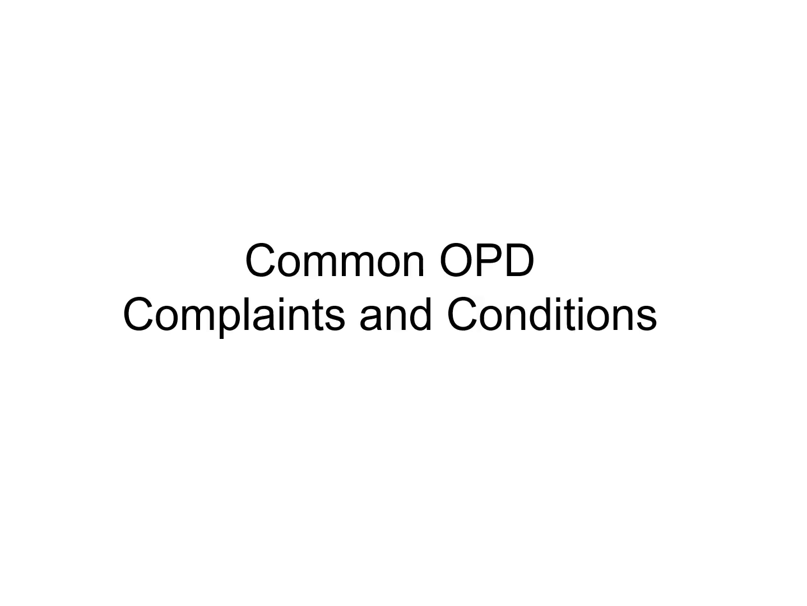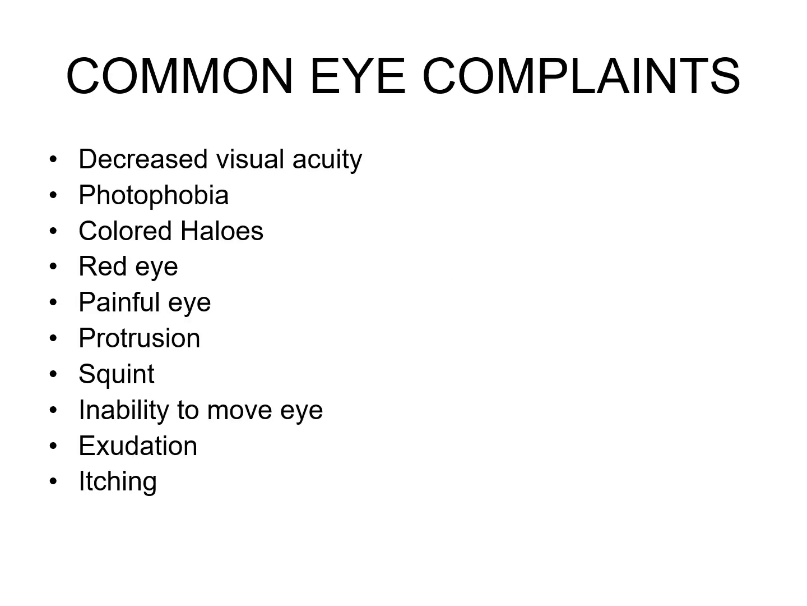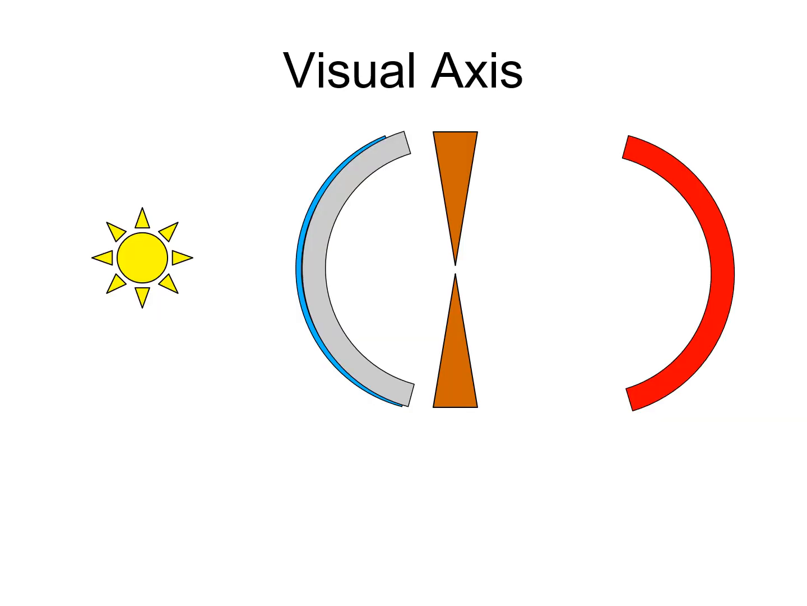The next part of our lecture is on the common OPD complaints and conditions. There are various eye complaints we see in our OPD, but the most common of which is decreased visual acuity. When a patient comes to us with a complaint of decreased visual acuity, it is important to remember the concept of the visual axis. When light hits the eye, it passes through certain structures, a pathology of any of which can cause a decrease in vision.